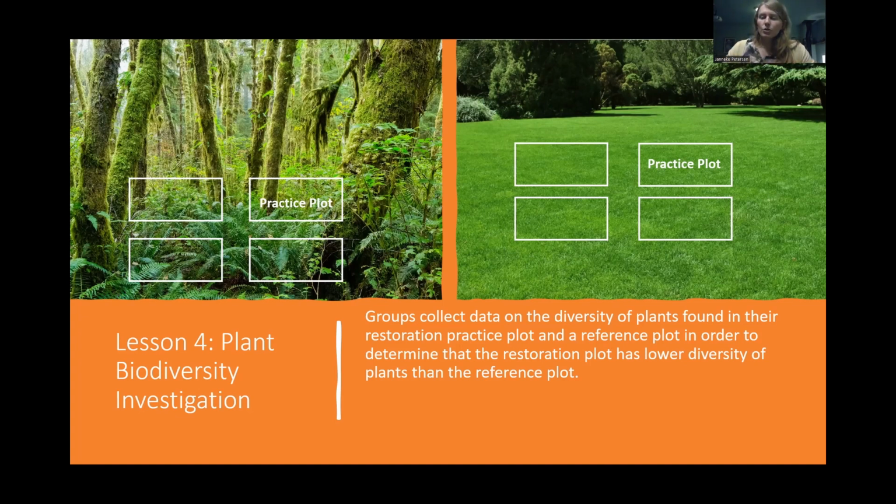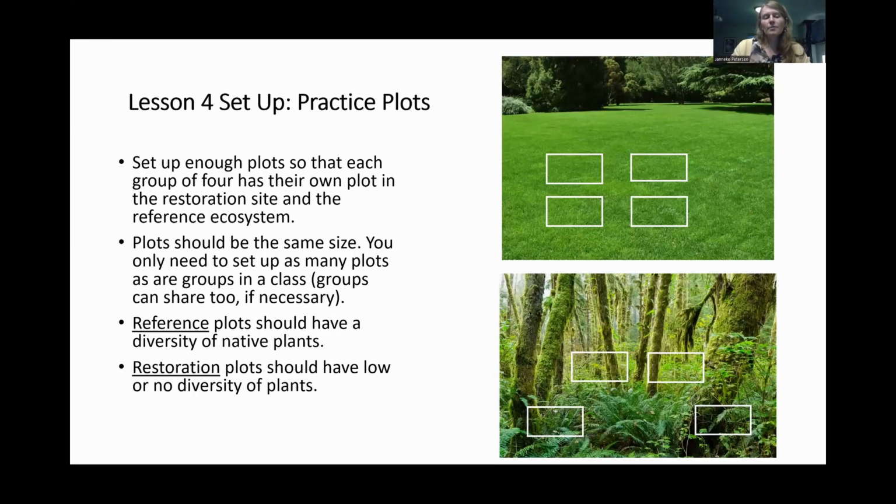So I'm going to walk you through another deep dive into this lesson so I can really hopefully set you up for success. These two pictures show a lot. We've got an example of what a reference ecosystem or reference site might look like, and obviously your restoration site might not look like that. This is just an example. But you're going to be setting up plots.